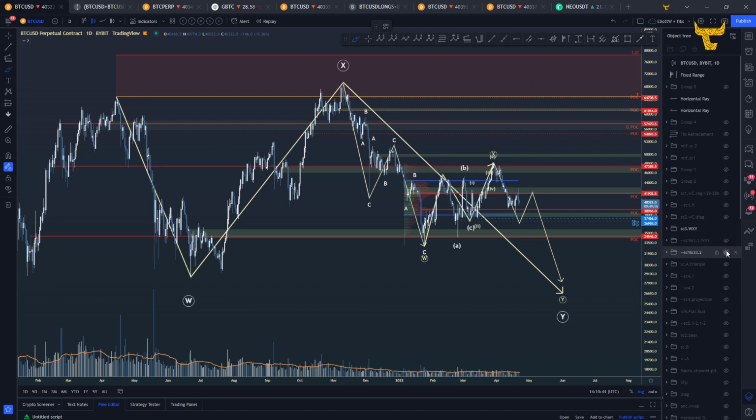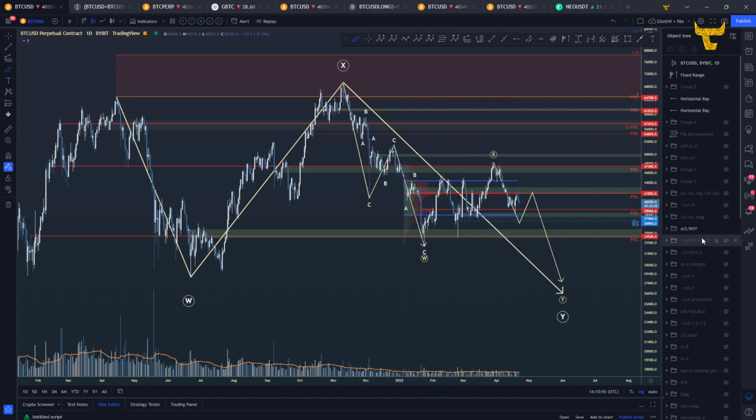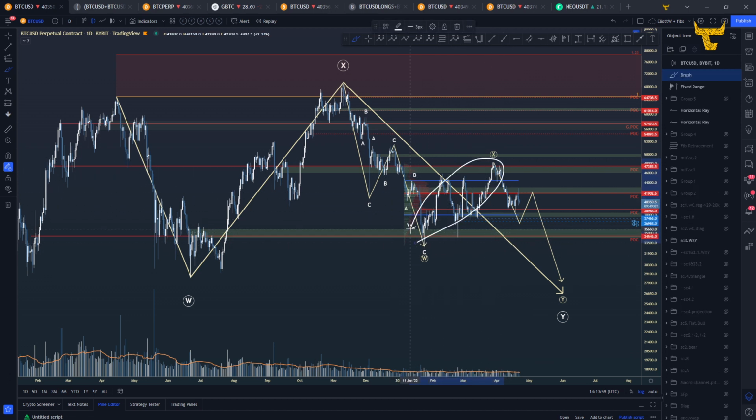So the sub-count is mine. There are several ways we can count that. You probably already know this is kind of a mess, but yes, we have a good candidate for a completed correction here, meaning that this high is going to remain the swing high until this low is broken.